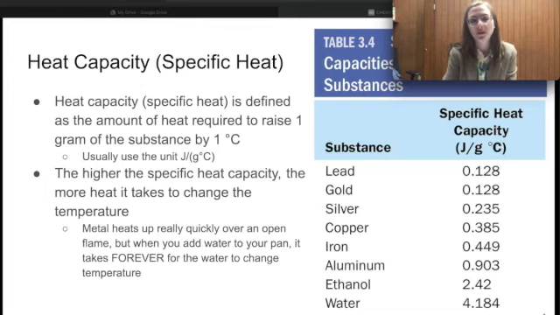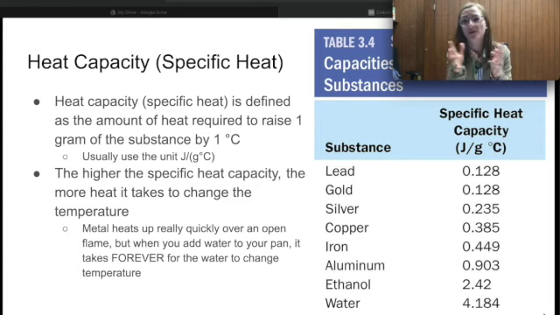Okay, so one other thing that we're going to talk about when we're thinking about heat and thermal energy is what we call heat capacity or specific heat. Often I will try to say heat capacity because that's what the book uses, but I've always called it specific heat generally for myself. So if I say specific heat, I mean heat capacity, for our purposes in this class.